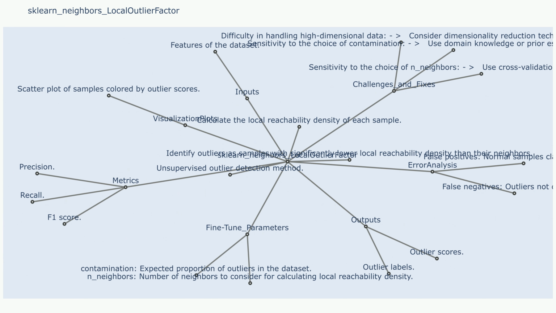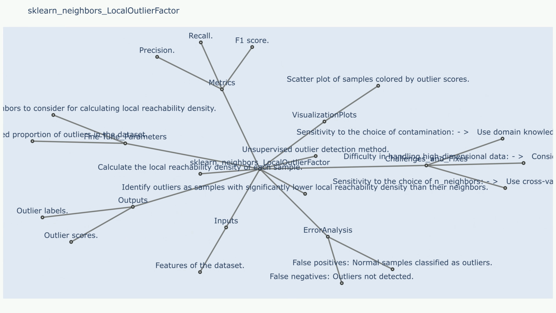Challenge 2: handling high-dimensional data. In high-dimensional spaces, distance calculations become less meaningful and the LOF algorithm might struggle to identify outliers effectively. Sample use case: in a dataset with hundreds of features, LOF might fail to capture the local density variations due to the curse of dimensionality.